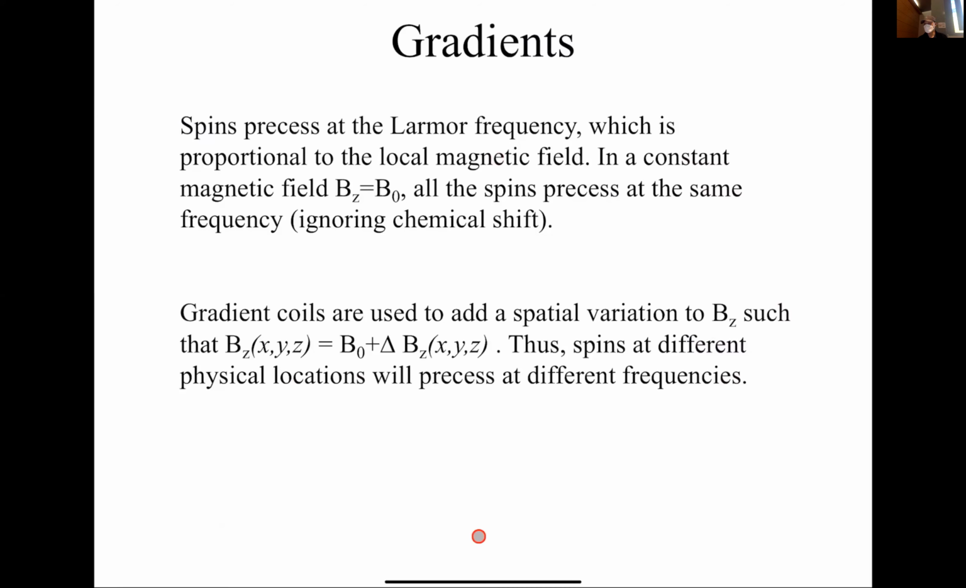And so the key is, instead of just being okay with this uniform field, B0, we're going to add a delta field, delta B. It's still going to be in the Z component. That's important. We're always adding something in the Z component, but it can vary with X, Y, and Z. So by adding this delta B and controlling how it varies across space and in time, we can exquisitely control the frequency of precession of every spin in your body.